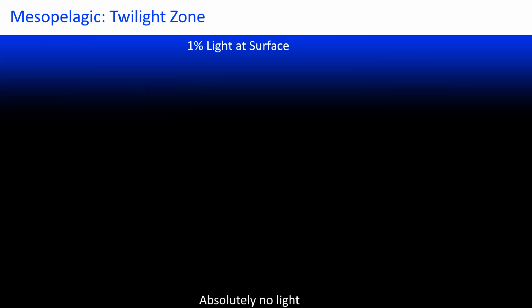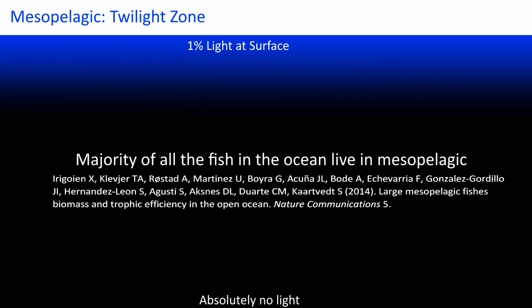This in reality is between 200 meters and about 1,000 meters in most waters. One interesting fact about this is that despite there being no light, it actually contains a very thriving ecosystem. The majority of all fish in the ocean live in the Mesopelagic. Now, this isn't because there's a new source of energy in the Mesopelagic. It's still dependent upon the surface.